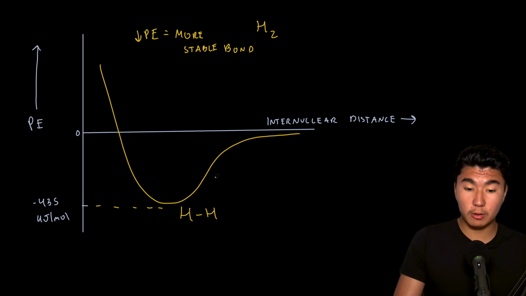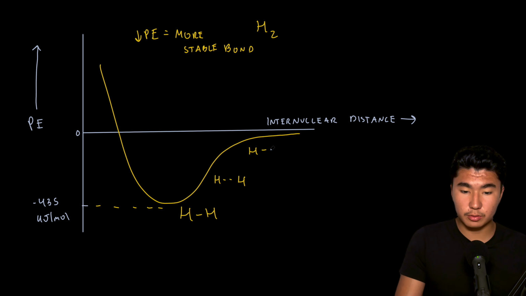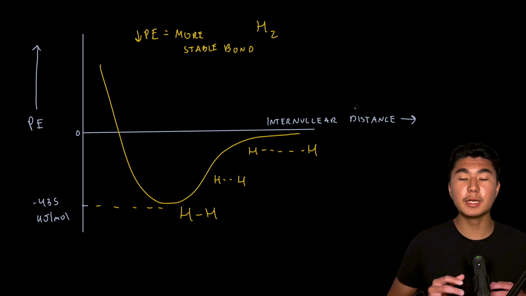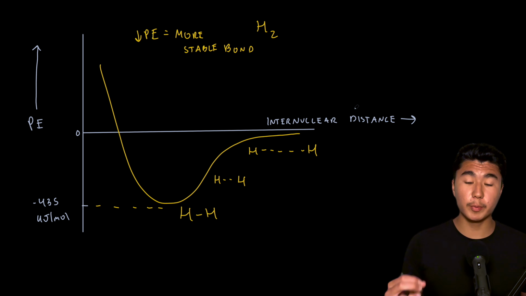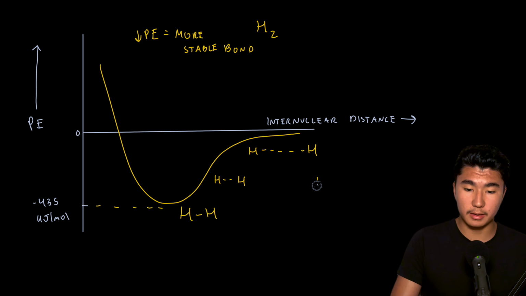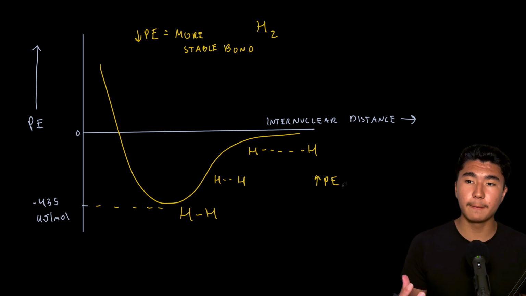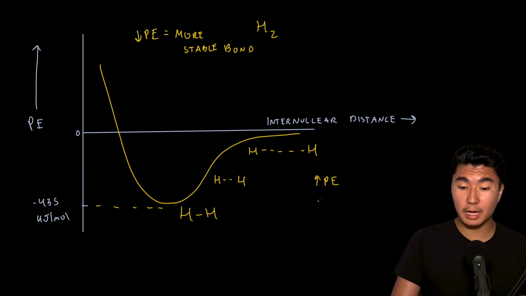Now if we increase our internuclear distance, so let's just say we separate these hydrogens out and increase the distance between the two. When we have a longer distance, obviously we are going to have a higher potential energy, which means a less stable bond. And since we're separating them out, we're going to have a lower attractive force.